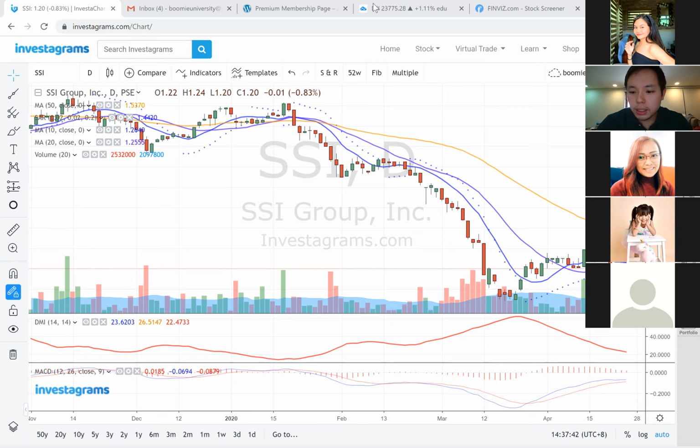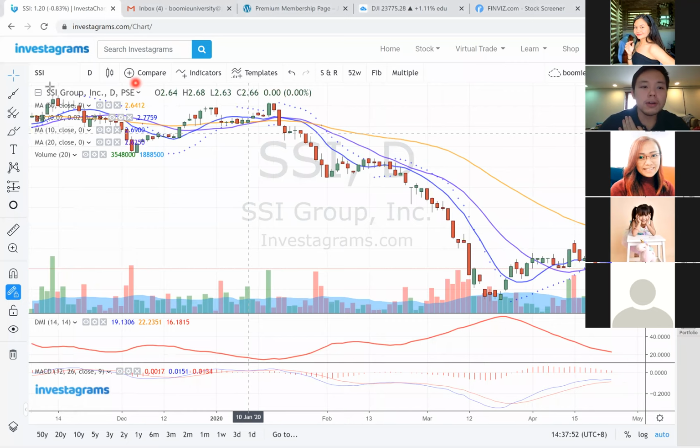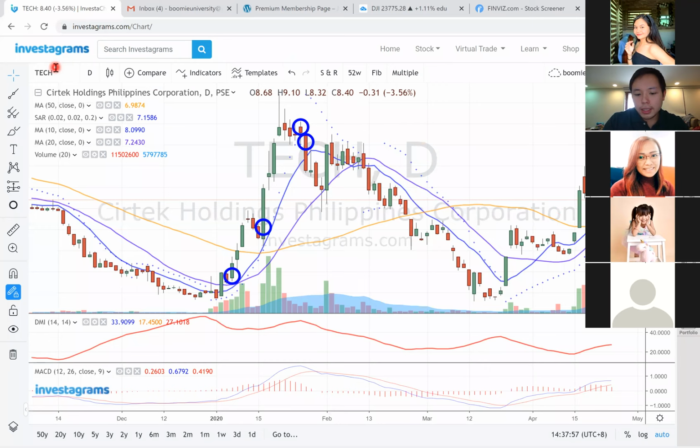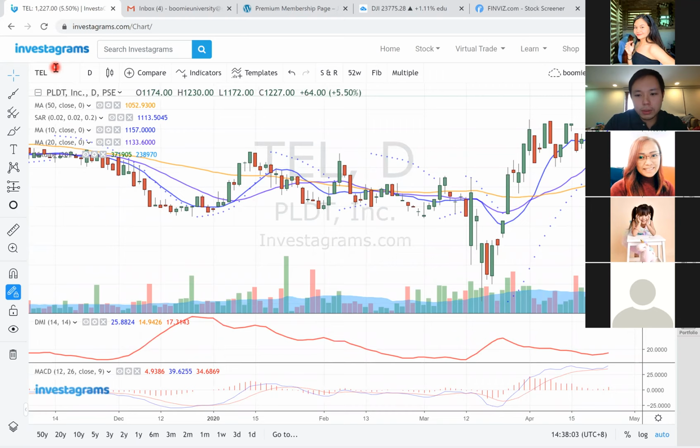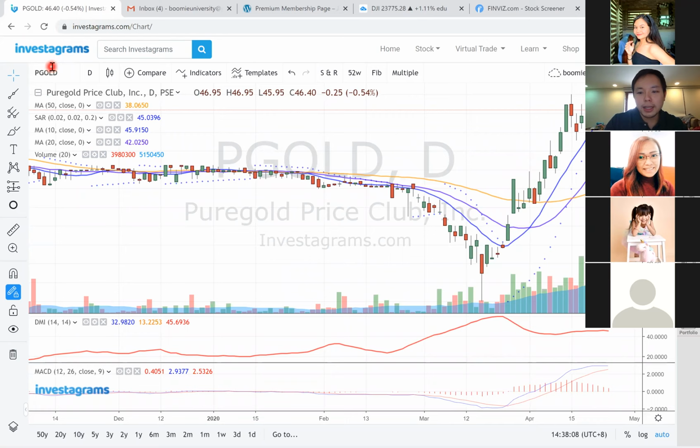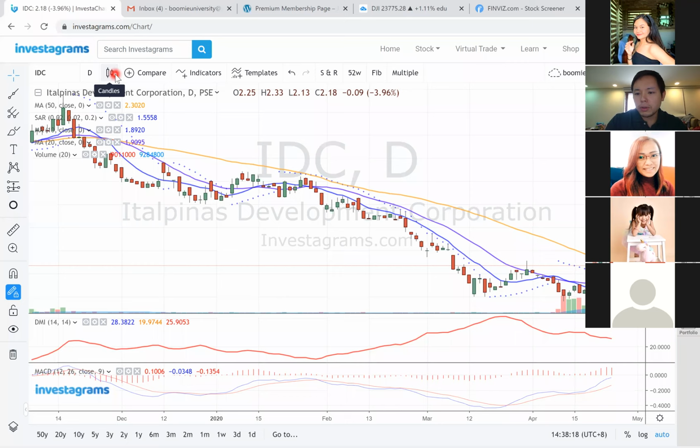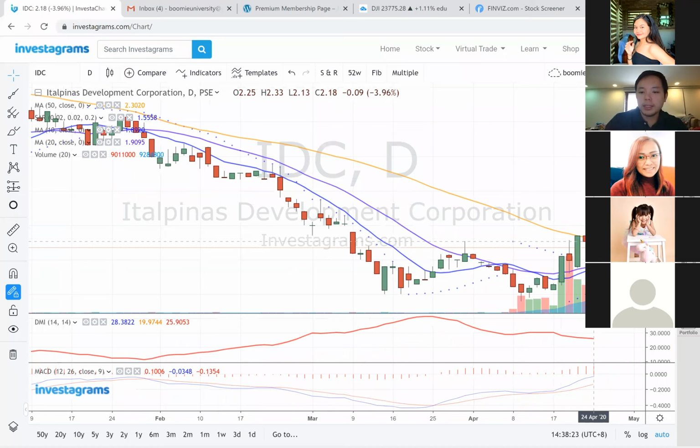Di ako masyadong nagtitrade ng stocks below 50 DMA. Nagtitrade ako ng stocks that are above. Trade ako ng tech. Trade ako ng PLDT. Trade ako ng Pure Gold. Ayan. So nakita niyo lahat ng chart niyan. It's all above 10, 20, 50 day MA. Tinry ko yung IDC. Nag-try ako pero nasa resistance. Nakita niyo? Resistance yung 50 day MA niya. Resistance yan. So nag-try lang ako somewhere here. So just break even.